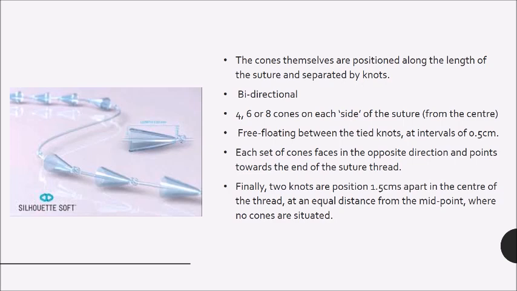They are freely floating between the tied knots. And each set of cones faces in the opposite direction and points towards the end of the suture or thread. Between these two knots, the cone is freely movable. Finally, the two knots in the center are positioned 1.5 centimeters apart at an equal distance from the midpoint where no cones are situated.